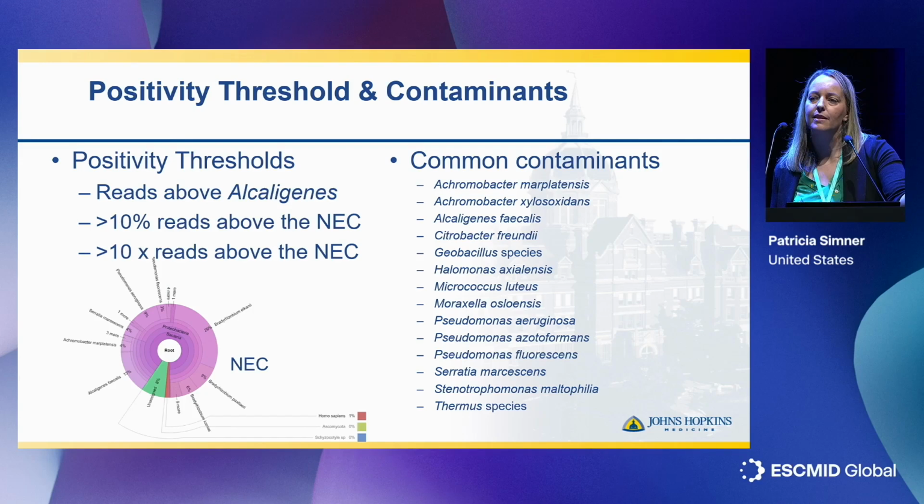So one of the first things that we needed to do was define our positivity threshold here. We looked at reads above Alcaligenes, which was the most common contaminating nucleic acid that we see within our nanopore sequencing reads. And then we also looked at either 10 times the reads above the negative extraction control or 10% above the NEC. And then we also tried to quantify what were the common contaminating nucleic acid reads that we get from our sequencing results.